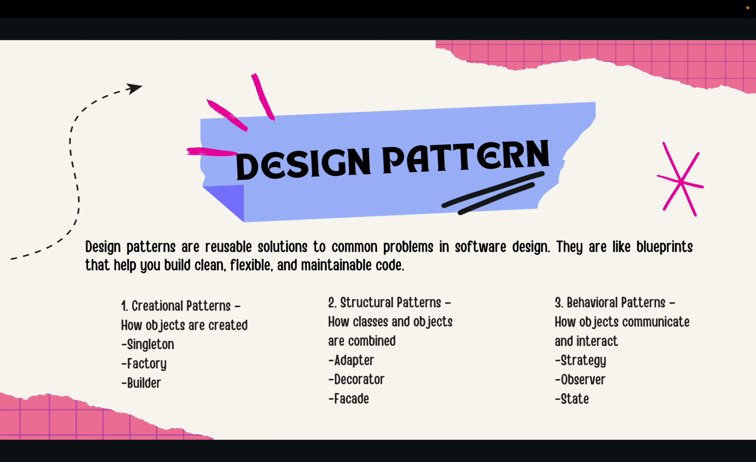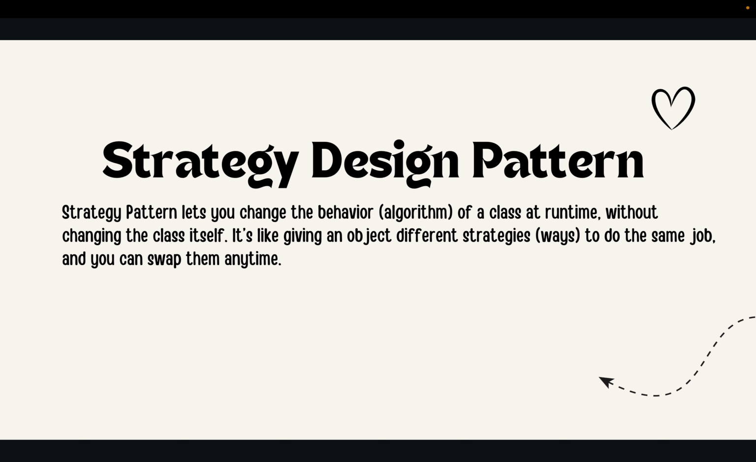The third one is behavioral design pattern. If we want to communicate or interact between classes and objects, we can use the behavioral design pattern, like the strategy design pattern, observer design pattern, state design pattern, and many more. So let's start with our main area of focus, the strategy design pattern. What is the strategy design pattern?